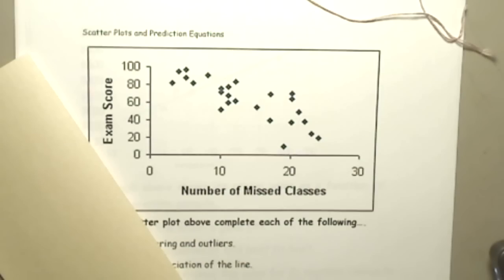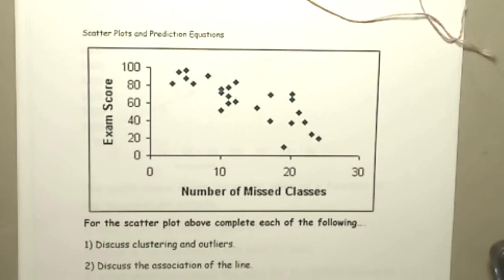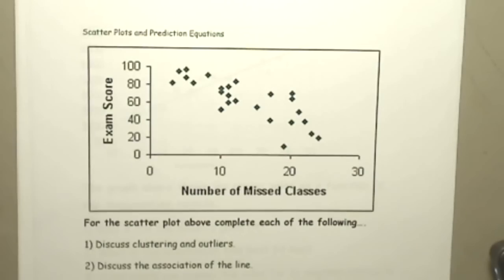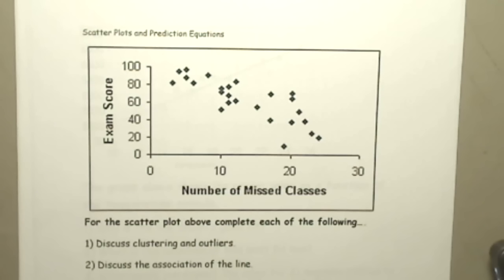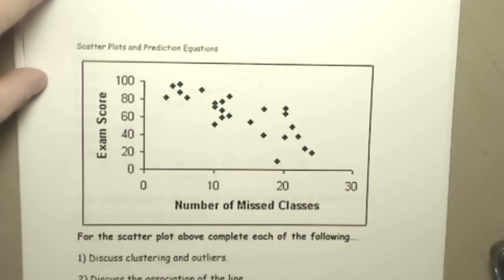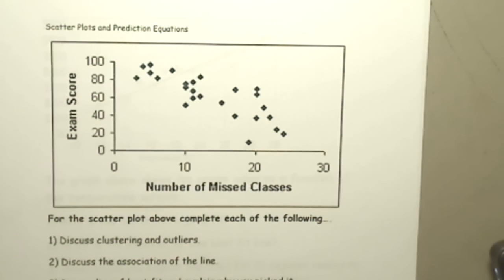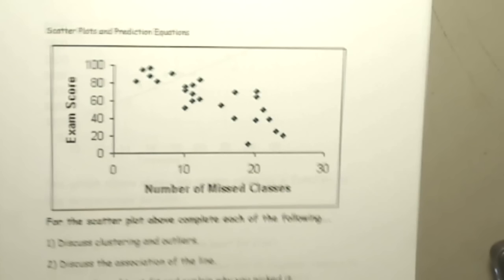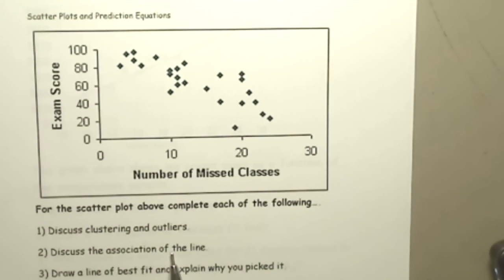Hello everyone, and welcome to this math day video on how to write the equation of a line of best fit from a scatter plot, and also to answer some questions about association, clustering, and outliers with respect to linear scatter plots. So I have here a scatter plot of exam score versus number of classes missed, and 6 questions associated with this scatter plot.